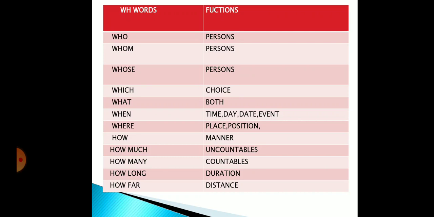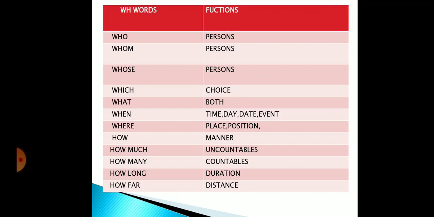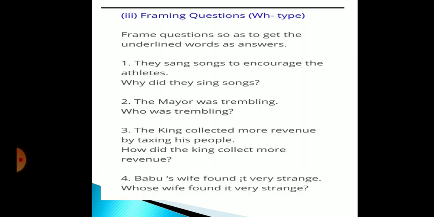With the help of these WH questions, there are some examples in your workbook and we have to frame those sentences into WH type of questions. There are some underlined words in these sentences, and in order to get these underlined words as your answers, you have to use appropriate WH type of questions.